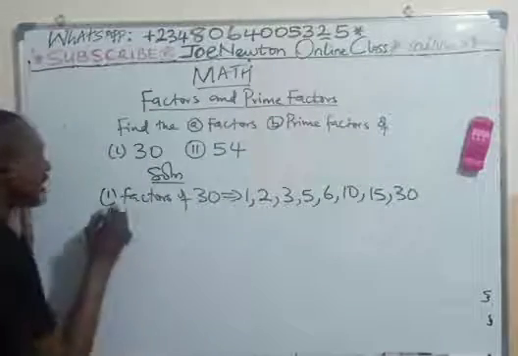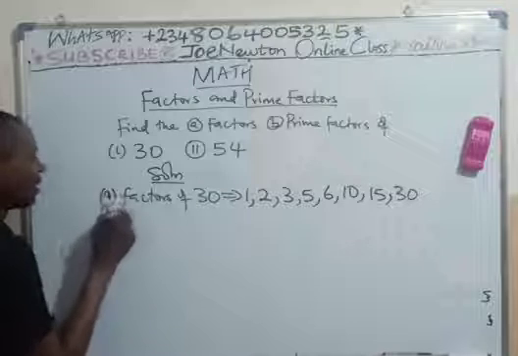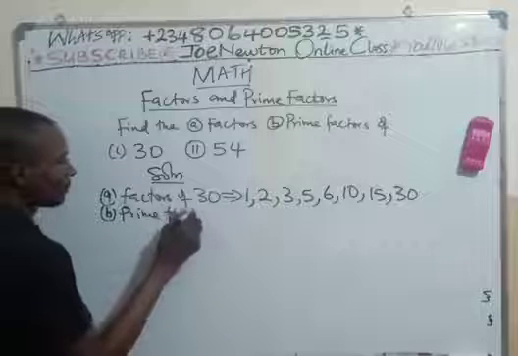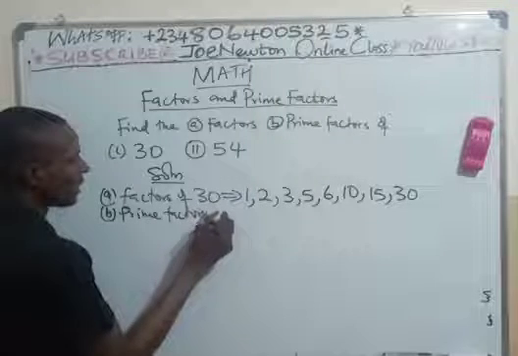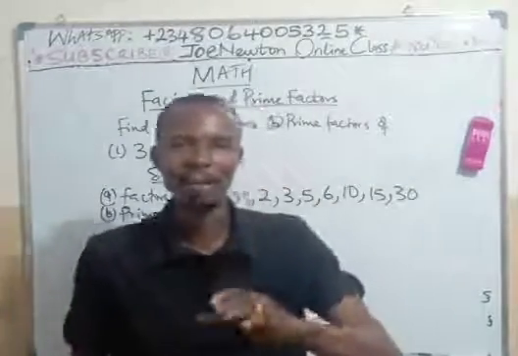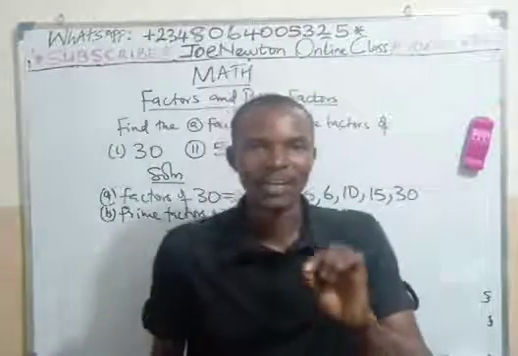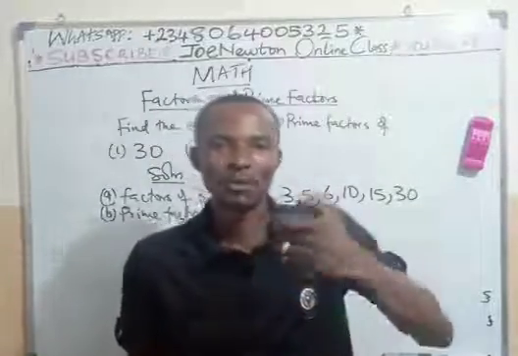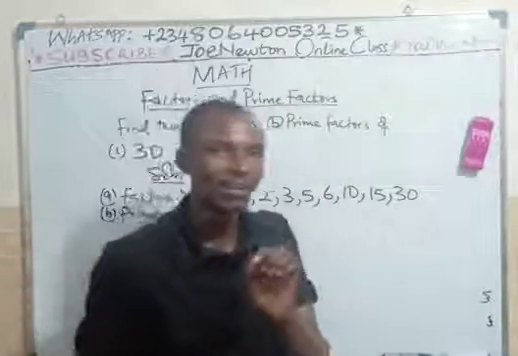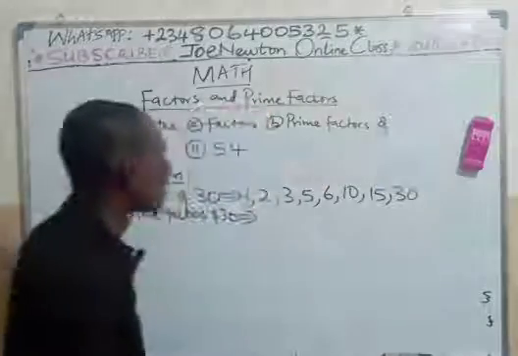Okay. Now let's look at prime factors. That is the A solution, then the B, prime factors of 30. Out of these factors or these numbers, those that have only two factors are the prime factors. I've told you that a prime number is a number that has only two factors, 1 and itself. So let's look at this now.